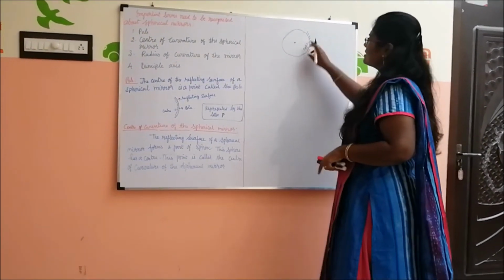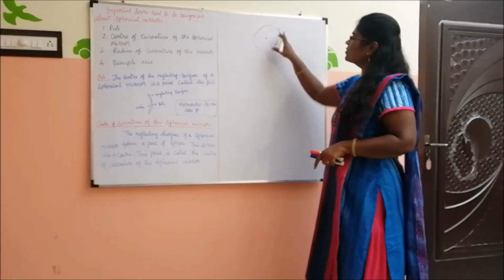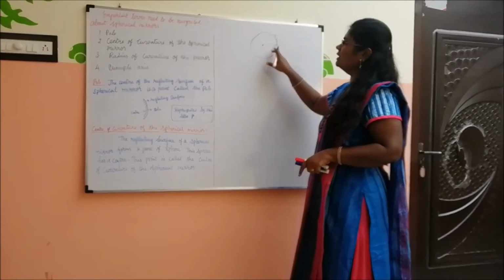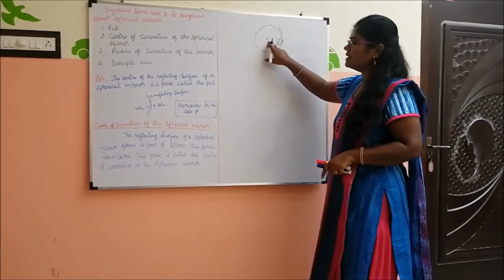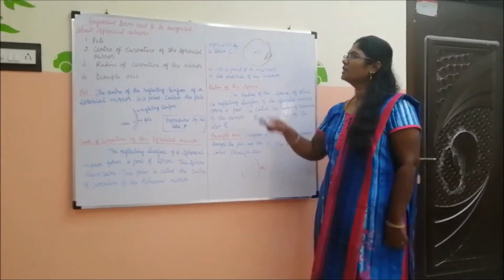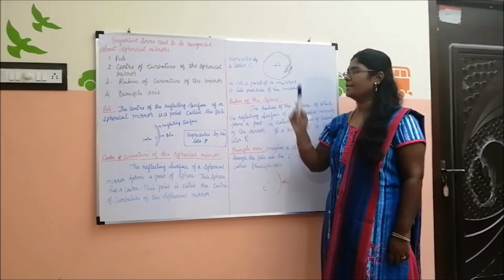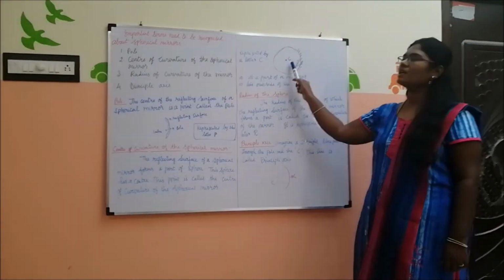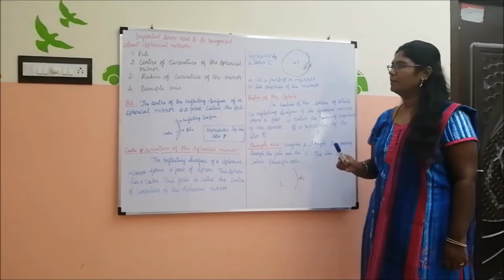This is a mirror whose reflecting surface is curved inward, which means a concave mirror. So this reflecting surface forms a sphere. The sphere has a center, and this center is called the center of curvature of the spherical mirror. This center of curvature is usually represented by the letter C. The center of curvature is not a part of the mirror as it lies outside of the mirror.